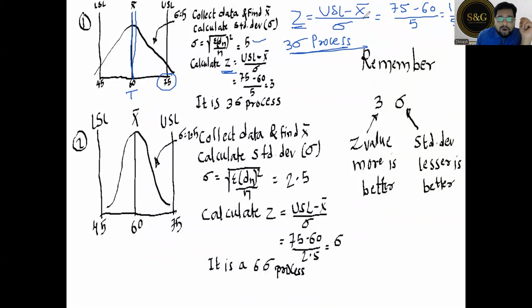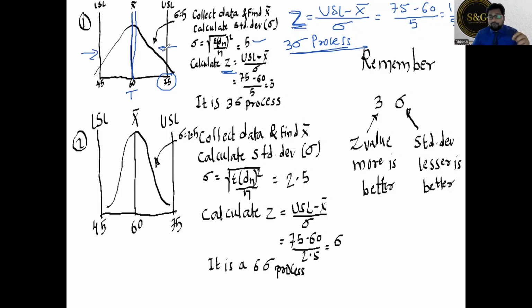Now the formula of Z is given here. This is the standard formula, write it down. Z is equal to USL minus X bar divided by standard deviation. In this case, we have assumed 75 as USL, 60 as our mean, which is X bar, and our standard deviation is 5. So we calculated 15 divided by 5 is equal to 3. When the Z score is 3, it is called a 3 sigma process. Clear everybody?